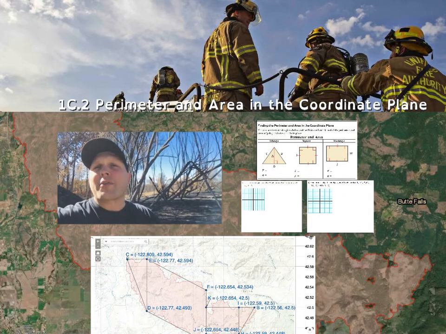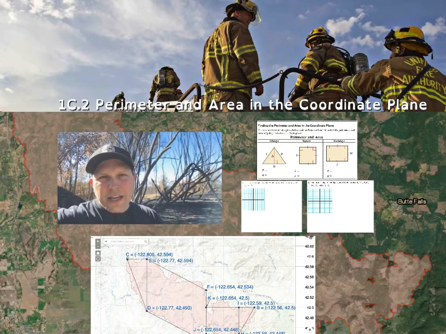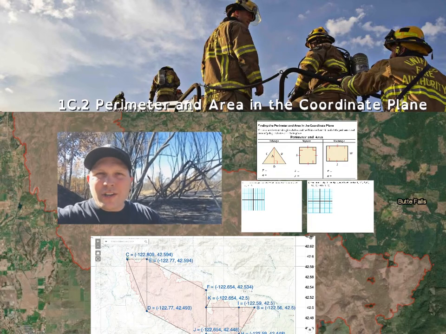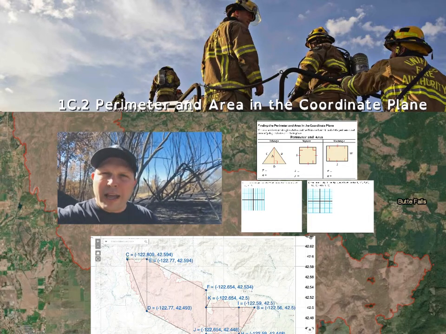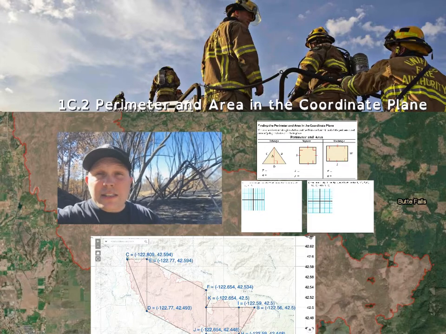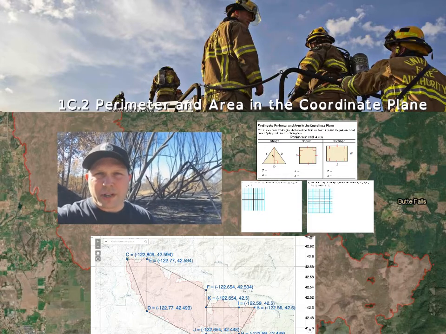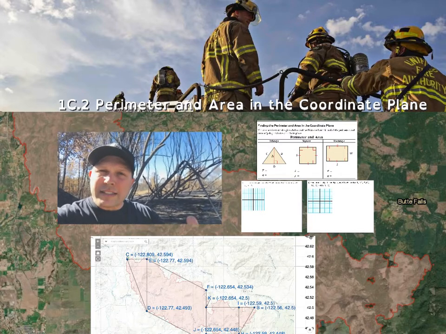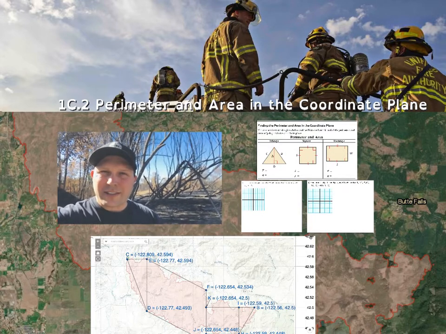So as people are on the ground, they can get GPS coordinates, and that correlates to maps, and those maps can be used to help come up with a good plan to fight that fire. In this lesson, we're going to look at coordinates in geometry, and we're going to see how we can determine area and perimeter and distances using coordinates.